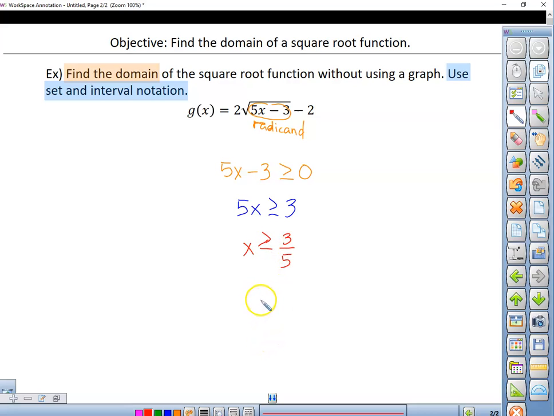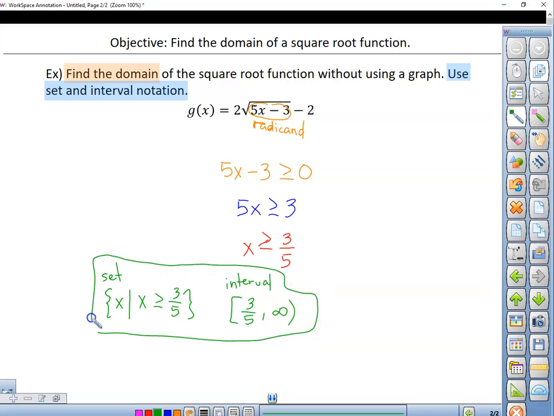Nowhere did we have to multiply or divide both sides by a negative, so our inequality stayed the same the whole time. So your set notation, that's with your inequalities: the set of all x's such that x is greater than or equal to 3/5. And your interval notation would go from 3/5 to positive infinity and does include 3/5. So that means on the 3/5 side we have to use a bracket. It goes all the way to infinity, which we use a parenthesis on. And that would then be both forms of our domain.